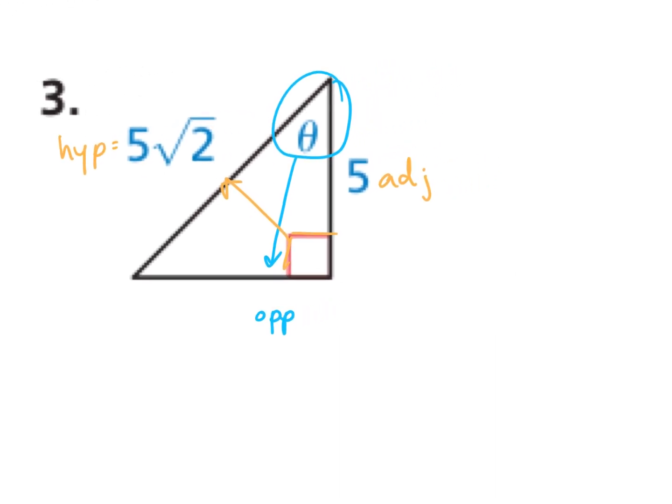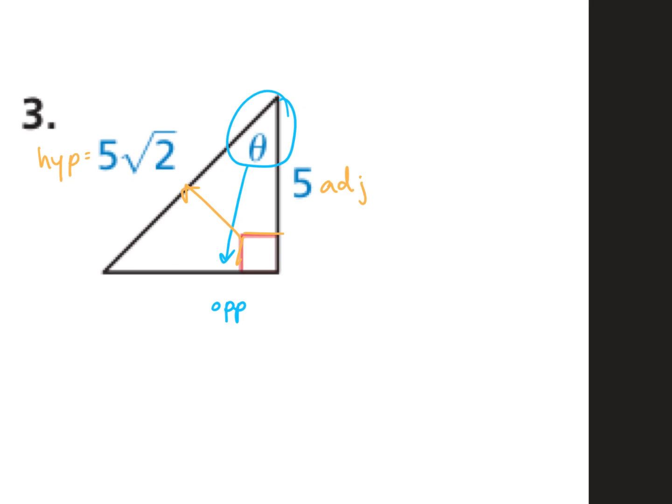So how can I find my missing side? A squared plus B squared equals C squared. Well, let's just stick with A squared plus B squared equals C squared. But what's our missing one here? B. Because this is our hypotenuse, so this has to be C. Hypotenuse is always your C. So we can leave it as A squared plus 5 squared is equal to 5 square root 2 squared.